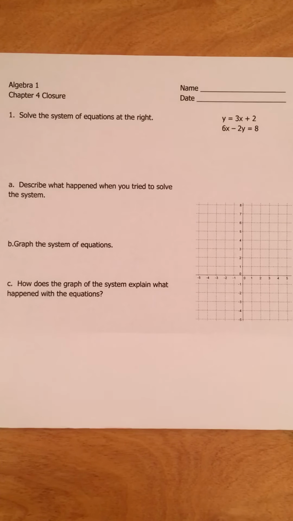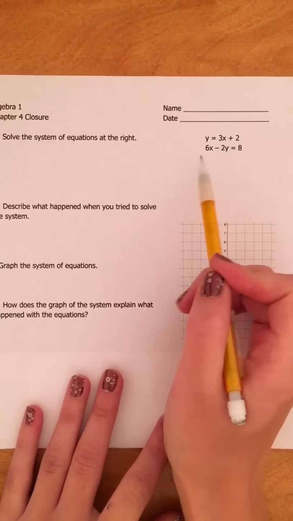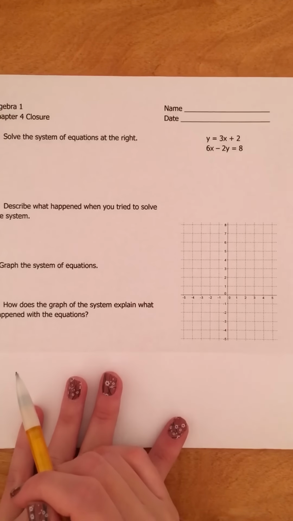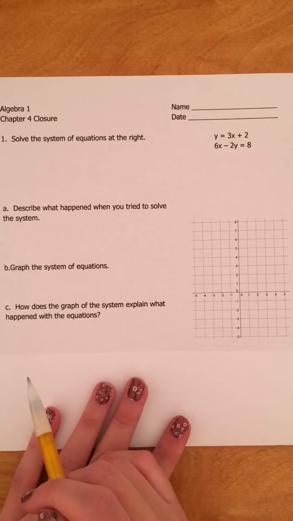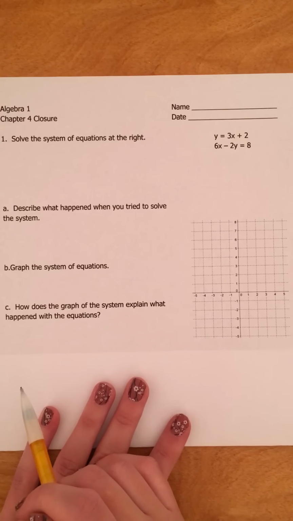Here's problem 1 from the Chapter 4 closure packet. Solve the system of equations at the right. So we have these two equations right here. Now we have 3 choices to solve a system of equations. One is equal values method, next is substitution, and the third we learned was elimination.